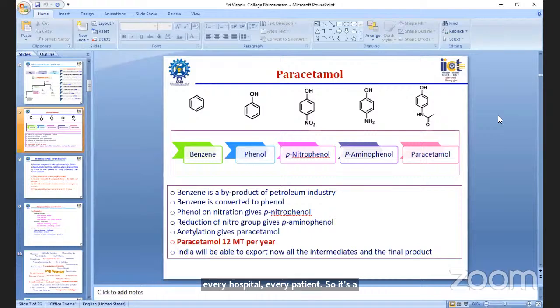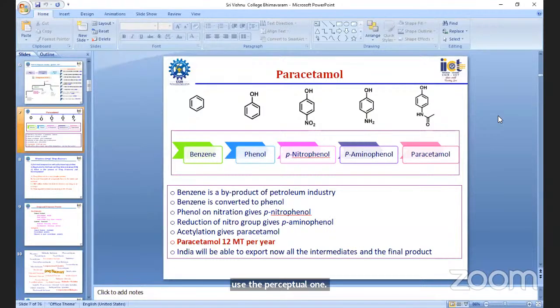It starts from benzene, which is available as a byproduct of the petroleum industry. And benzene is converted to phenol, everybody knows that. And phenol on nitration gives paranitrophenol, reduction gives the amino compound, and acetylation gives paracetamol. This is the simple chemistry by which paracetamol is synthesized.